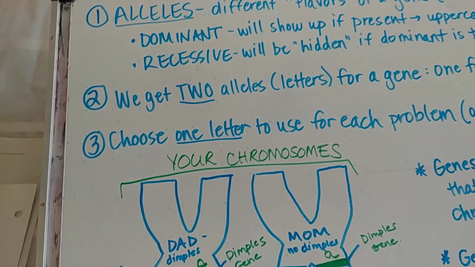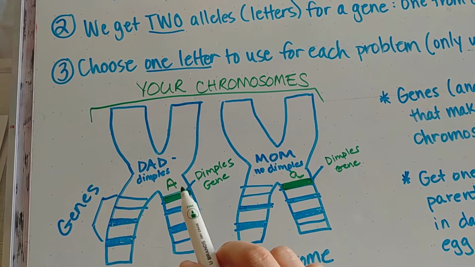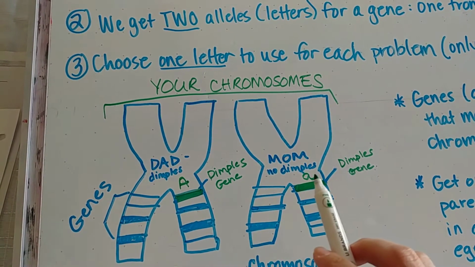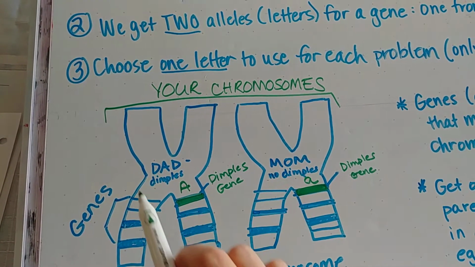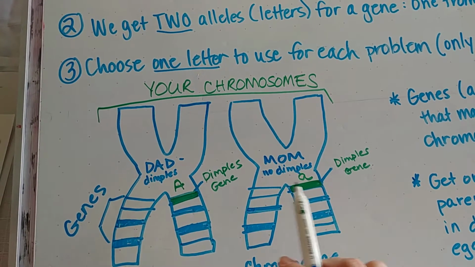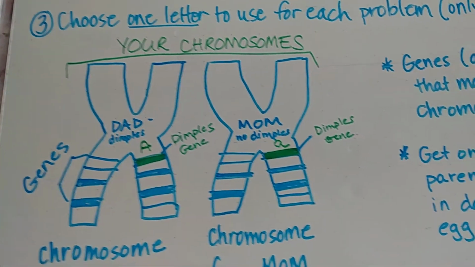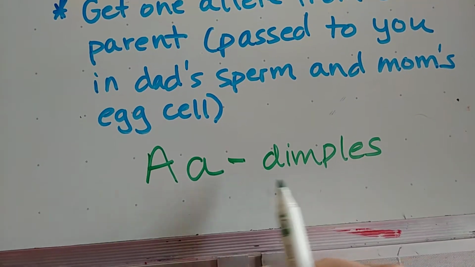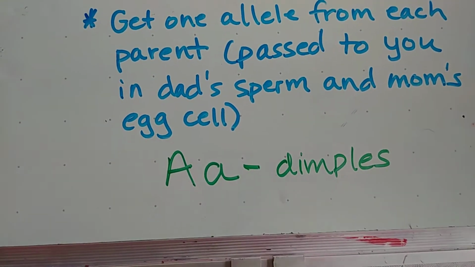One other thing: when we do problems today, we're only going to have one letter for each gene that we choose. So I don't want to say I'm going to use an A for having dimples and then a B for not having dimples. You can pick whatever letter you want. Try to stay away from letters that look the same in upper and lowercase. Whatever letter you choose, go with it from there. So this would be your genotype, and this would be your phenotype. This is what your genes, your alleles, look like, and this is what you would look like physically.